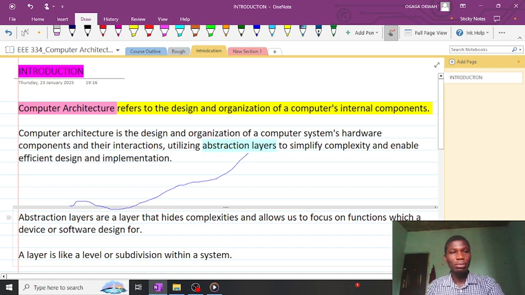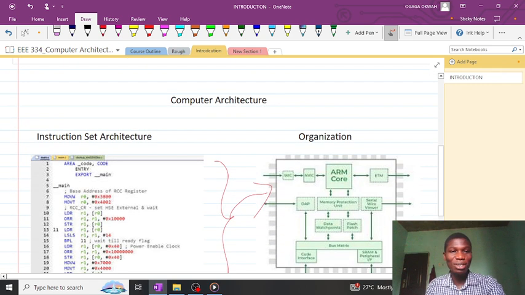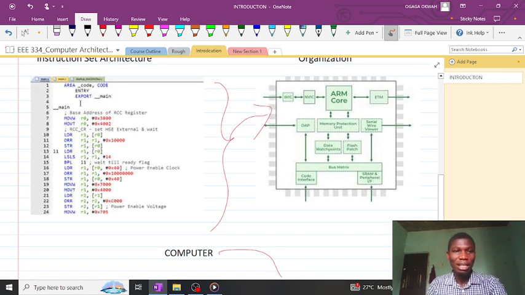One thing to point out: when you look at the instruction set, you see something like a programming language, but of course a low level programming language. When you look at the organization, you see the components. These components behave according to the instructions given here.